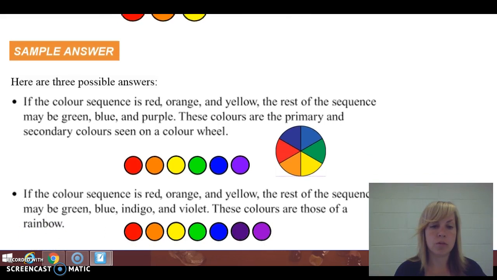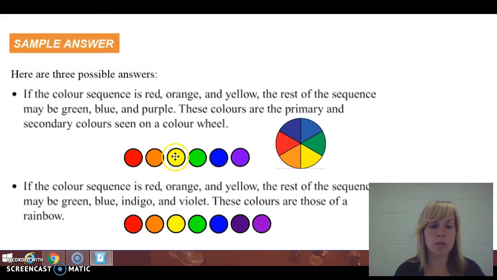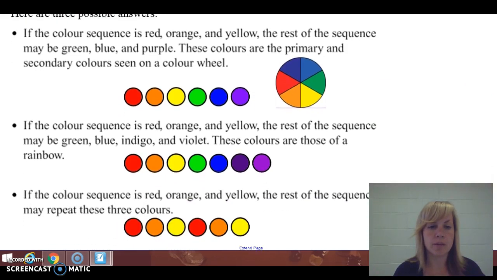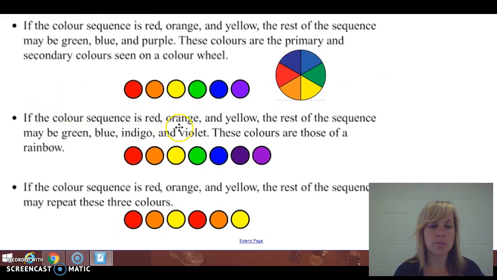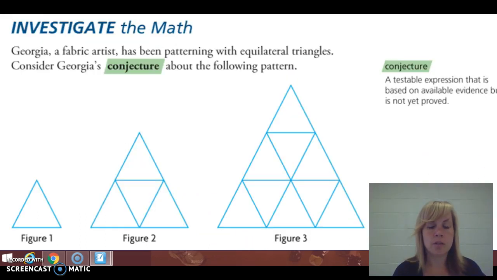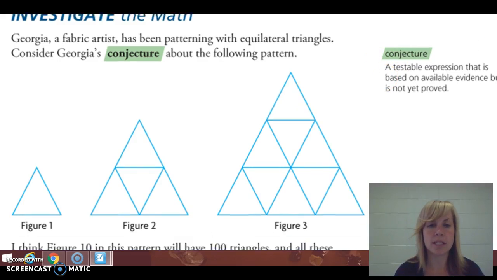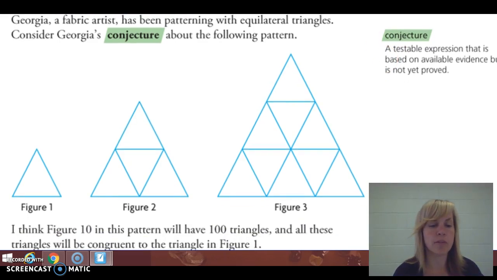You could think it was following the primary colors, so red, orange, yellow, green, blue, purple. It could be if the color sequence is red, orange, yellow, the first sequence may be green, blue, indigo, violet. And then here was my conjecture where I thought it was red, orange, yellow, red, orange, yellow. So a conjecture, again, is a testable expression that's based on evidence. So it might be a guess, but you're basing this guess on something you see, some sort of evidence.